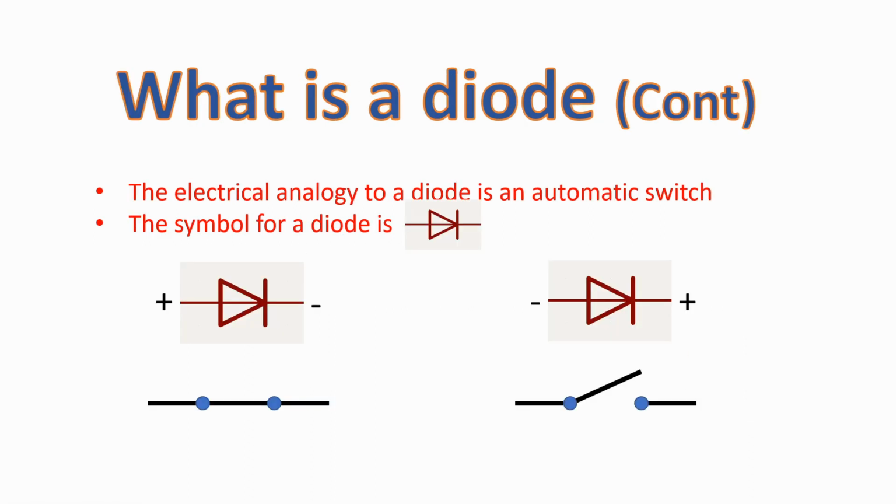There's an electrical analogy for a diode, and that's of an automatic switch. Basically the diode symbol is this type of symbol. Now if we put a positive potential across this, positive on this side, negative on this side, the diode acts as a closed switch. If we reverse it and put the negative on this side and the positive on this side, it acts as an open switch.